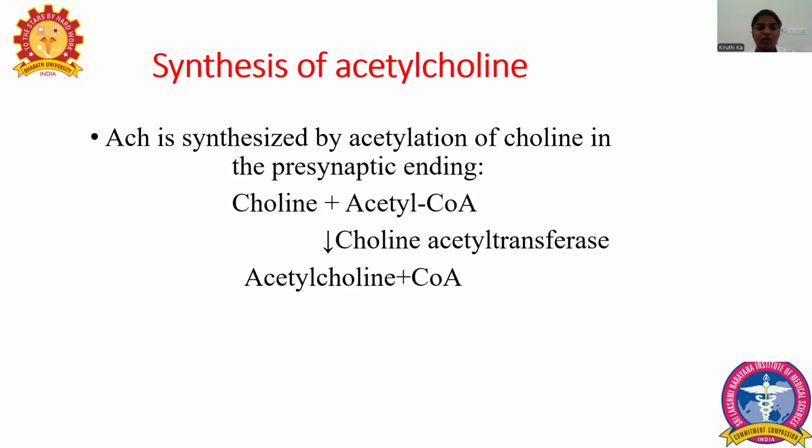Whenever acetylcholine is released into the synaptic cleft, it binds with the cholinergic receptors, which are located on the postsynaptic membrane. What is the receptor present on the postsynaptic membrane? It is the cholinergic receptor, of two types: the nicotinic and the muscarinic.